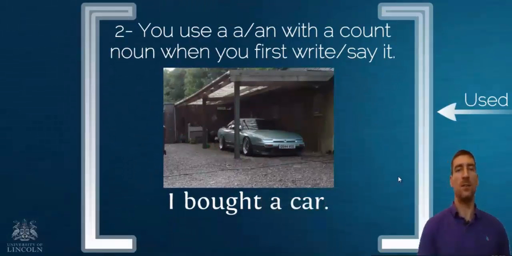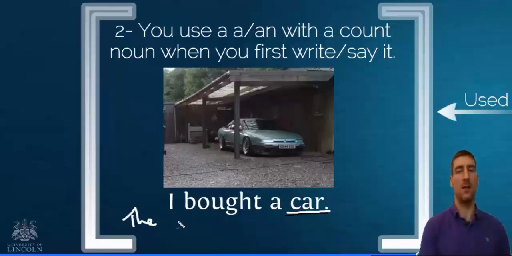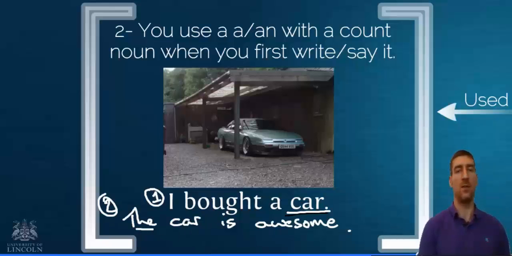Next example is when we introduce it for the first time. So this time we're introducing the topic of a car. Let's make a different color here. I bought a car. This is the first sentence. After that, the car is awesome. I love it. So I bought a car. Now, first time. Second time, we need to use the definite article, the.